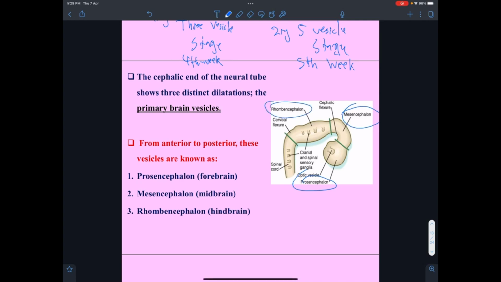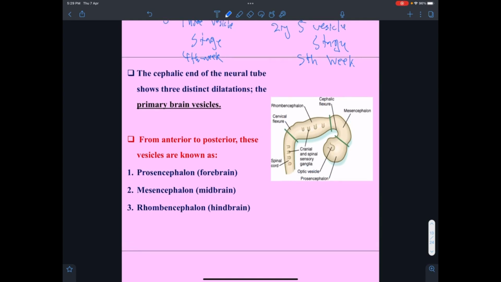This is actually what the neural tube looks like. It's going to be folded, and it's going to form some flexures along the way, some U-turns essentially, like the cephalic flexure and the cervical flexure. And there's another flexure known as the pontine flexure. We'll come back to this picture at the end of the lecture. But I just want you to know that the cranial 1/3 of the neural tube is going to form 3 distinct dilatations, 3 primary brain vesicles: prosencephalon, mesencephalon, and rhombencephalon, from anterior to posterior end.